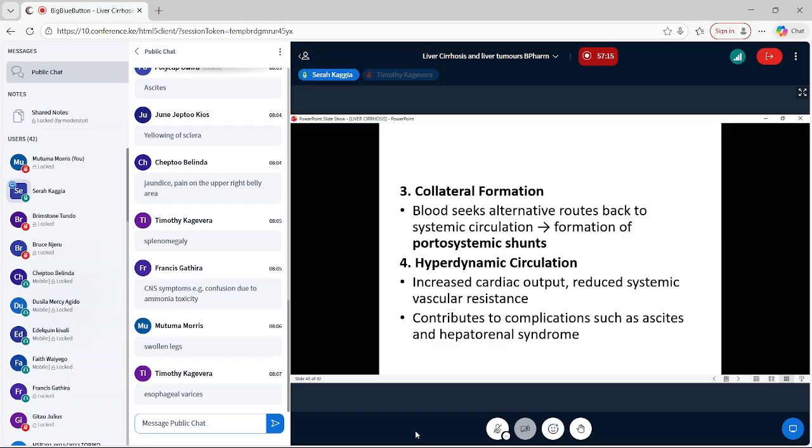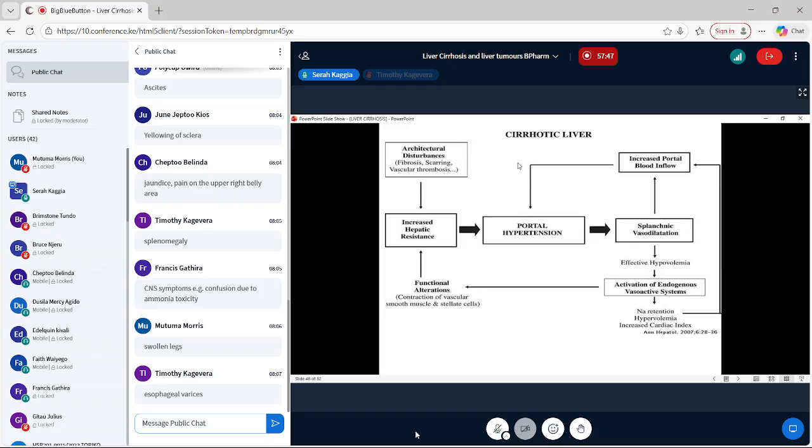Then there's also the hyperdynamic circulation. Because of all this increased blood, you'll have an increase even in the cardiac output, okay? And reduced systemic vascular resistance. Remember, the resistance is increased in portal, but systemic vascular resistance is reduced, okay? And all this now will lead even to the ascites that we see and even the hepatorenal syndrome, because it will affect the renal system, pulmonary, and ascites, okay? The things I showed you in the diagram earlier. And this is a summary of that.